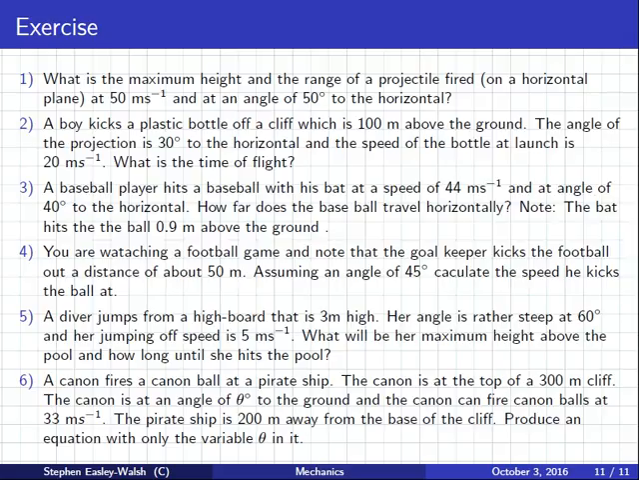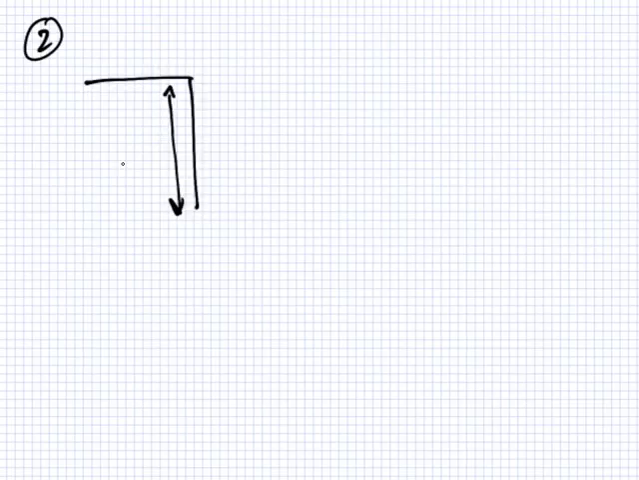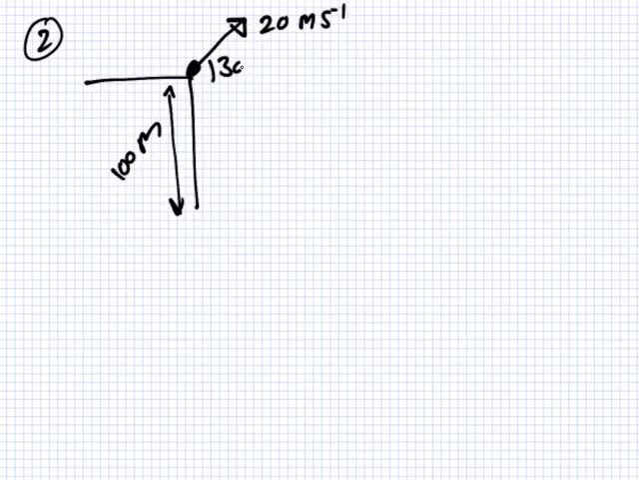Do you want me to draw the diagram? Would that help? Yeah. So it's 100 meters, 30 and 20. I'll just draw it and then you can continue it. What's happening in number 2 is you have a cliff, and it's 100 meters high. At the top of the cliff, something is launched at 20 meters per second, at an angle of 30 degrees.